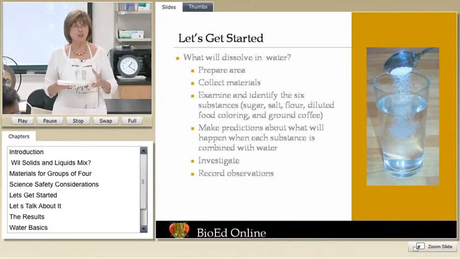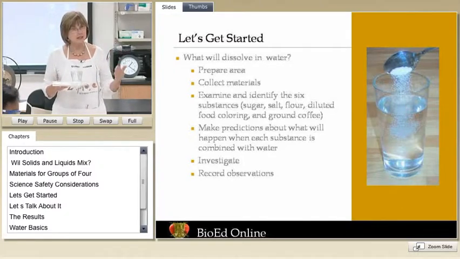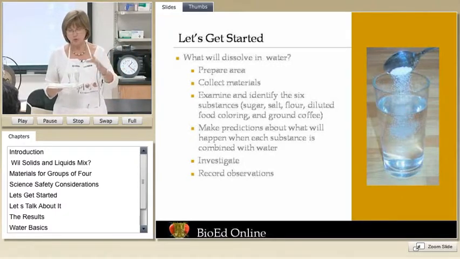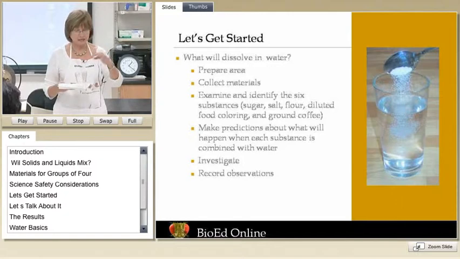And then you have a sheet where you're going to predict: is it going to dissolve? Is it going to mix up completely? Or is it going to end up with some of it not mixing in? Is it going to look clear? Is it going to look transparent? Is it going to look cloudy? What's it going to look like? What do you predict is going to happen when you put this substance inside the 50 milliliters of water?